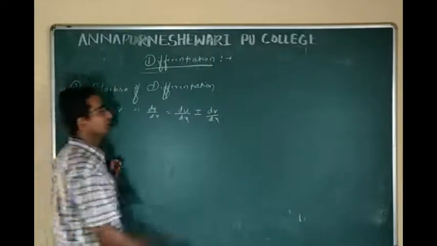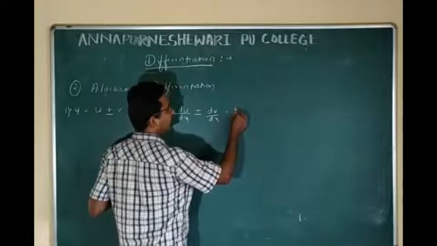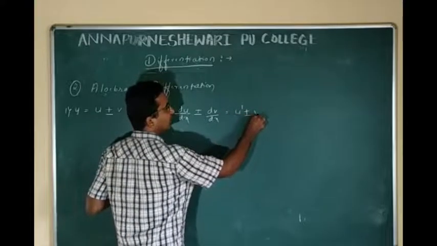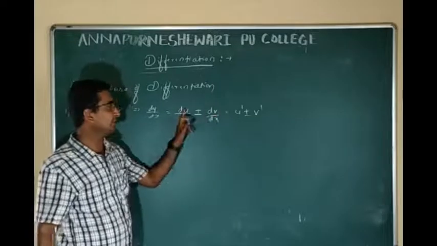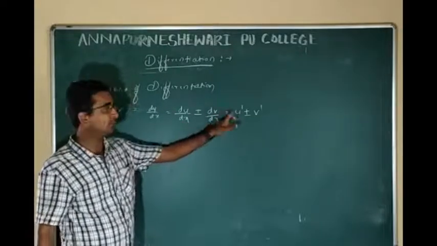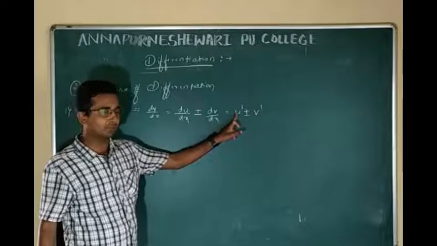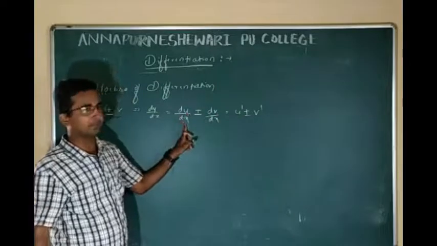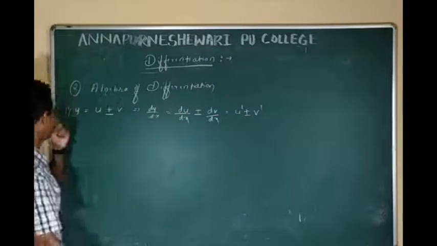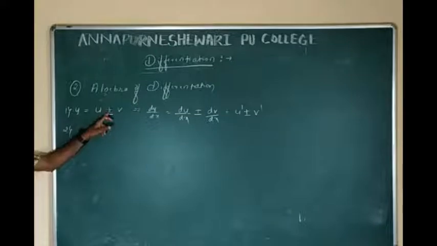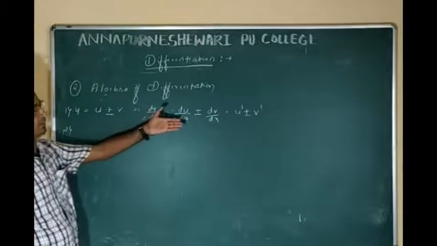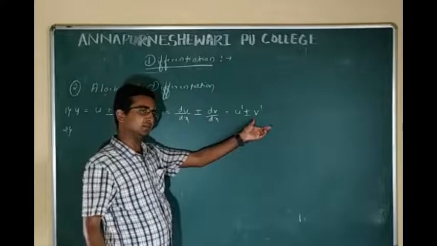Or else some write it like that, u dash plus or minus v dash. U dash is also the same as du by dx. That u dash is nothing but what? You are going to differentiate this u with respect to x. Next, some write it like f of x plus or minus g of x. So that time what you get? f dash of x plus or minus g dash of x, like that.